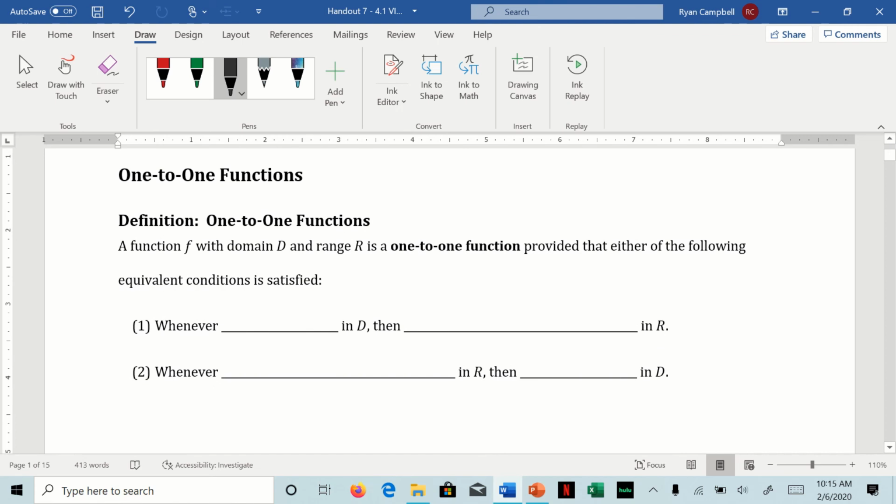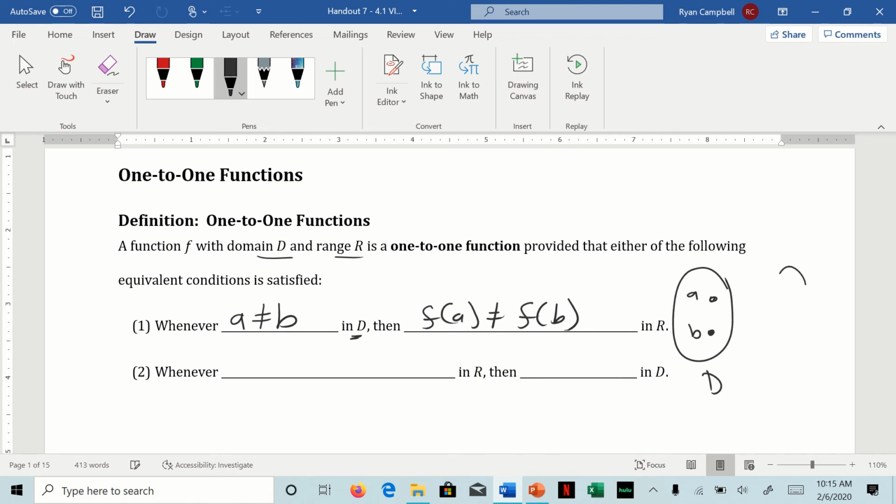Definition. So first, before we can talk about that, we got to talk about one-to-one functions. A function f with domain D and range R is said to be one-to-one, provided that either of the following equivalent conditions are satisfied. Whenever A does not equal B in the domain, then f of A does not equal f of B in the range. So if you have two values that are not equal in the domain, then when you take f, they should be pointing to two different things in the range. That's going to be one-to-one.